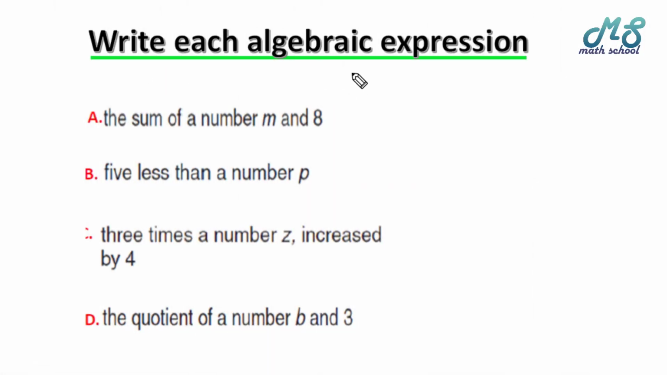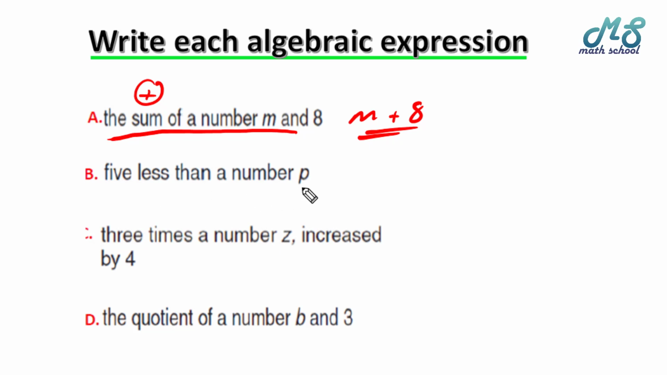Next, write each algebraic expression. We have the word form of the expression. We need to write the algebraic expression. The sum of a number m and 8. Sum means what? Means add. So we can add the two numbers m and 8. So the algebraic expression is m plus 8.